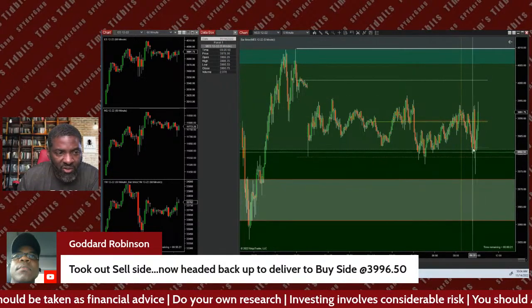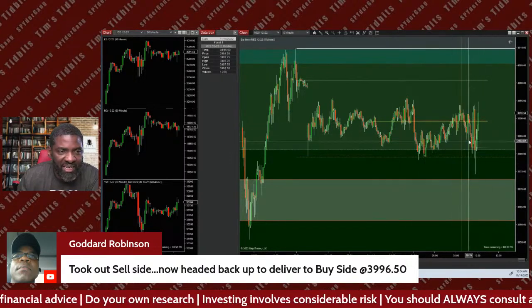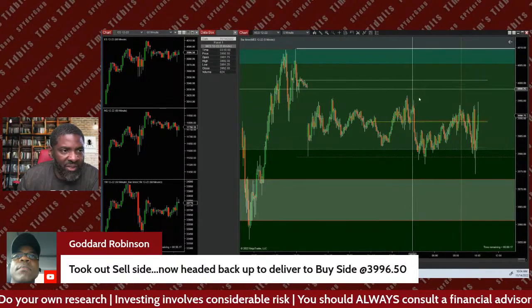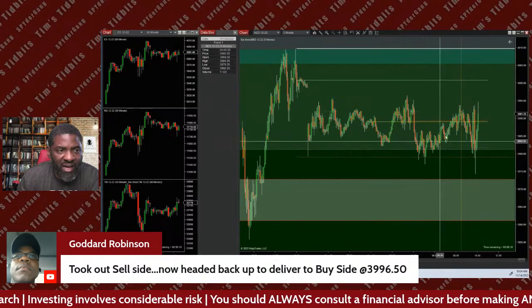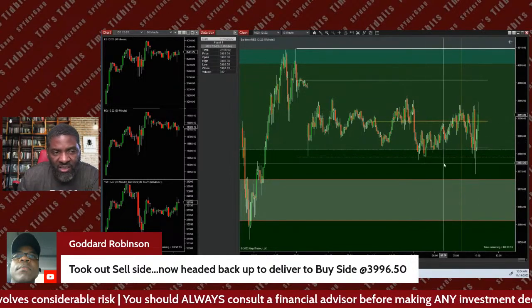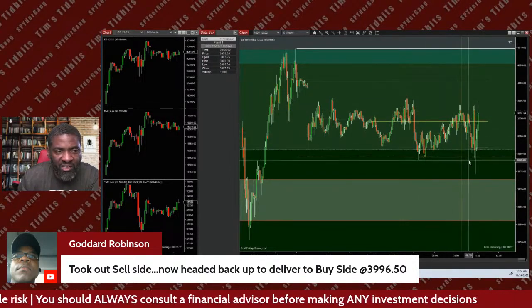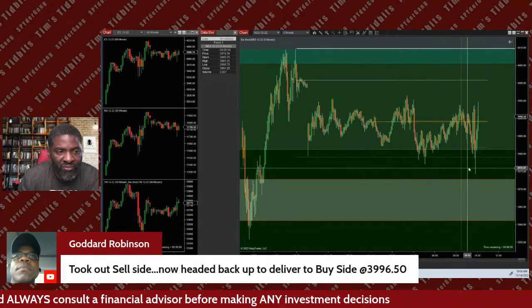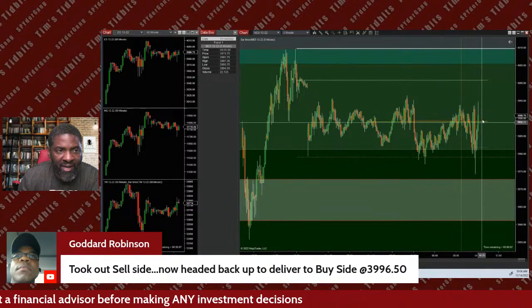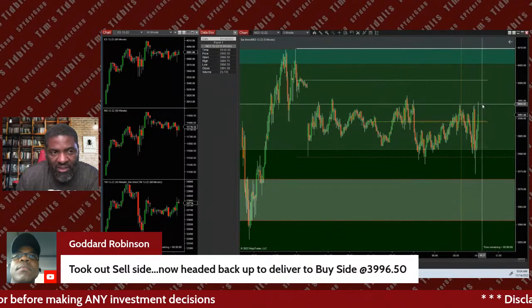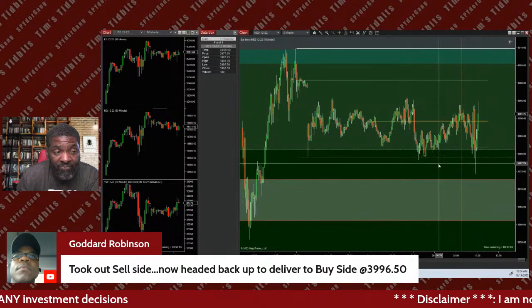You was anticipating turtle soup because we just been consolidating, and every time we took the buy side or the sell side, we just reversed and stayed in that range. So you're like, okay, the turtle soup gonna continue. I'm gonna take a turtle soup, buy right here, boom, pop down. You would have been good there. I know it's hindsight, but you know what I'm saying?